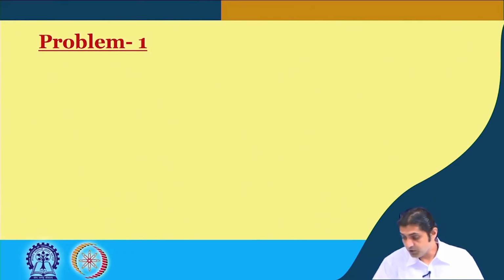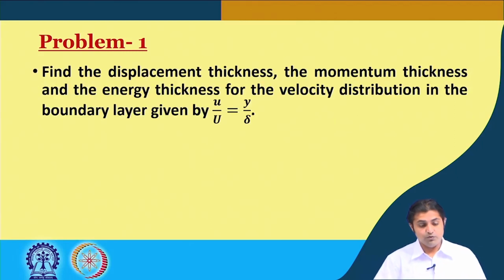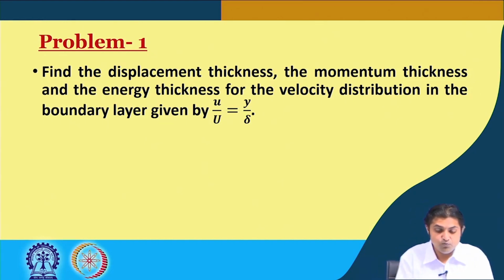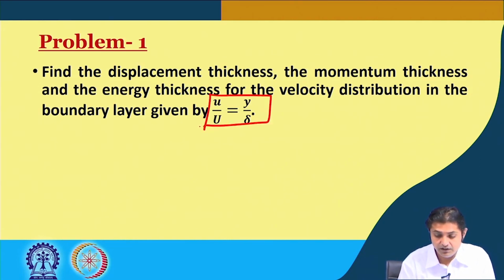So, we are going to solve some problems that will demonstrate this momentum thickness, displacement thickness and energy thickness. The question is: find the displacement thickness, the momentum thickness and the energy thickness for the velocity distribution in the boundary layer, which is given by small u by capital U is equal to y by delta. This is the velocity profile.